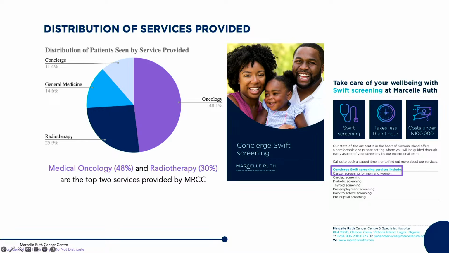So we have a very big ethos on annual health screening, and we're BUPA accredited for that. That forms about 10 to 12% of what we do. We get a lot of general medical referrals. We're an oncology center, but we're also a specialist hospital. But medical oncology and radiation oncology account for about 60% of what we're doing.